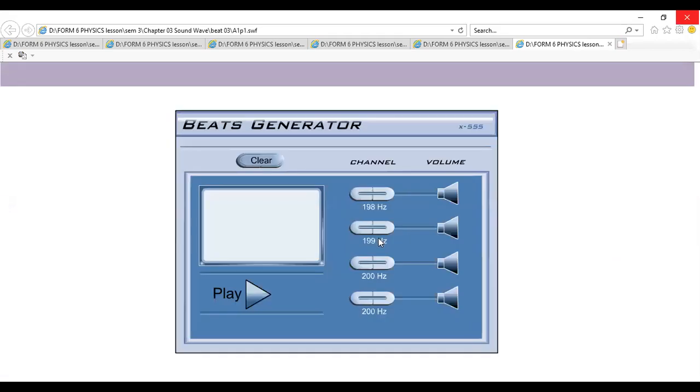Ladies and gentlemen, for the sounds produced, let's say 198 Hertz. How about 199 Hertz? 200 Hertz. Again with 200 Hertz. The two are the same, right? What will happen if we play them together, 200 and 200?